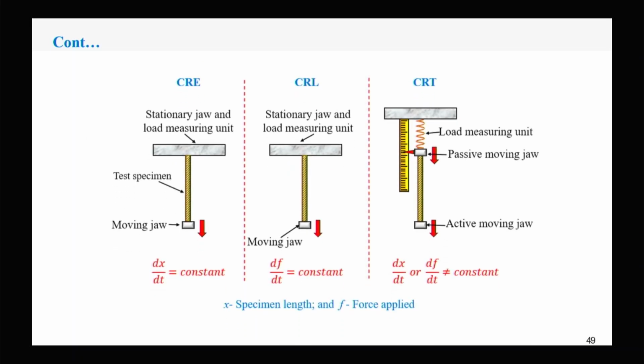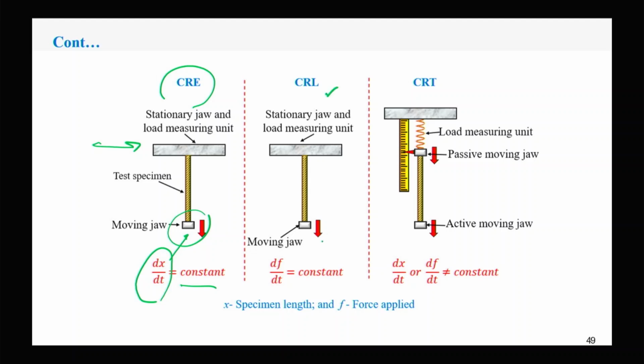We can represent this in another way also. In constant rate of elongation, as we have seen, one end is stationary and the other end, the moving jaw, moves at constant rate. So dx/dt is constant. That is, the movement speed of this jaw is constant, so the elongation rate is constant.